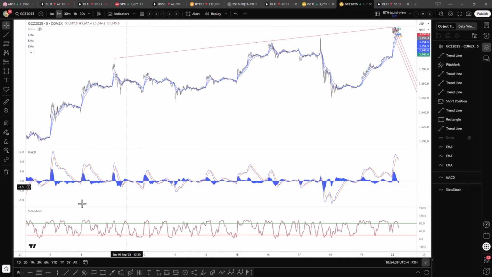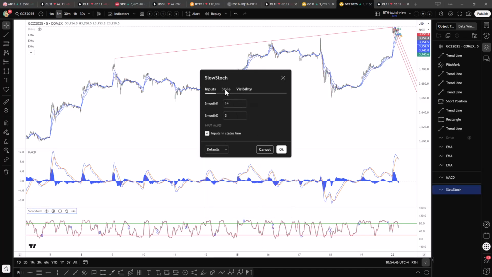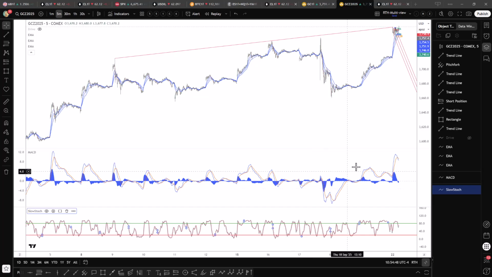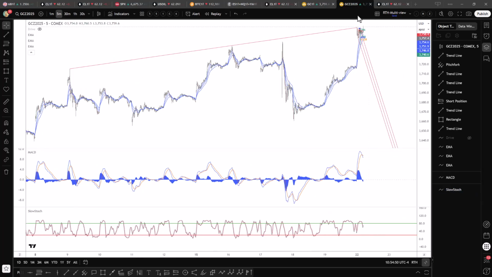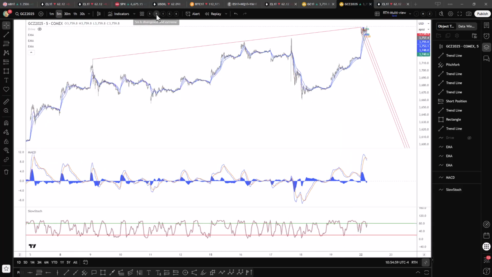The next one you want to look at is the slow stochastic, and this is the thing here. This is how you want to plot it, 14, 3, and those are the colors that we use. All we look for here is that if you want to sell, you want price to be above this green line. If you want to buy, you want price to be below the red line. That's all I read on that. Okay, so that's that one.